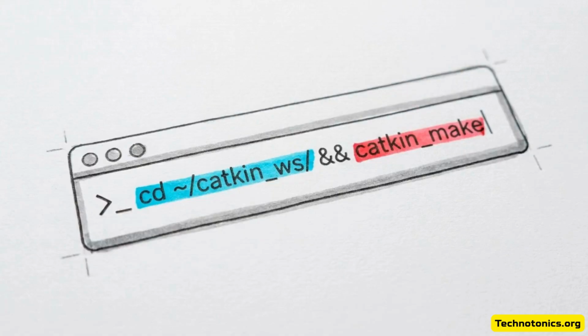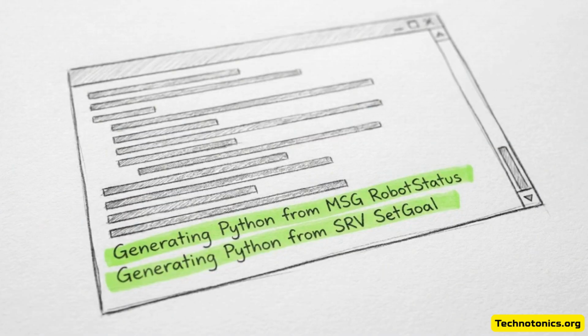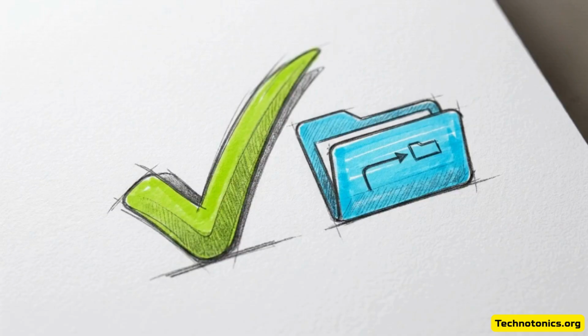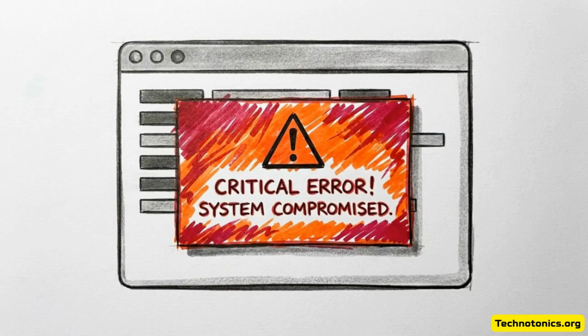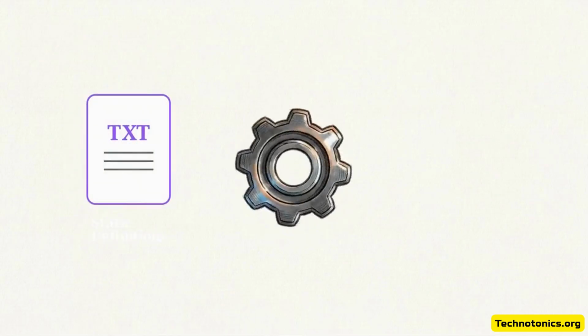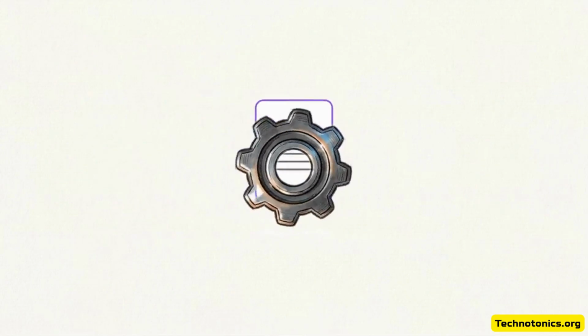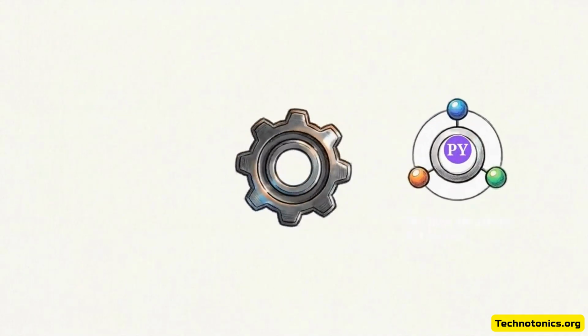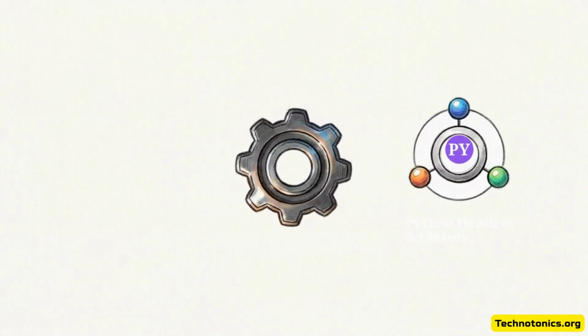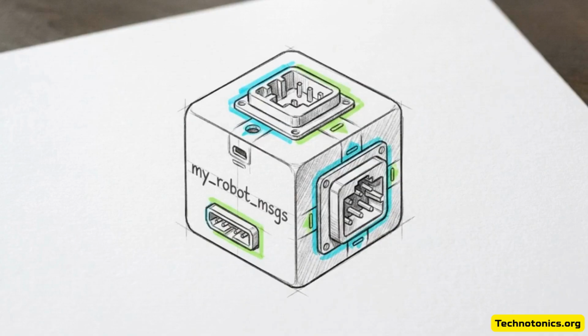With the configuration complete, return to the root of your Catkin workspace and run catkin_make. You will see the terminal output processing your specific message and service files. Once the build finishes, you must run source devel/setup.bash. Skipping this step means your Python scripts won't be able to find the new packages, resulting in a module not found error. Completing this configuration sequence translates your static text definitions into the Python headers and classes that organize your network traffic. You now have custom data types ready to use.